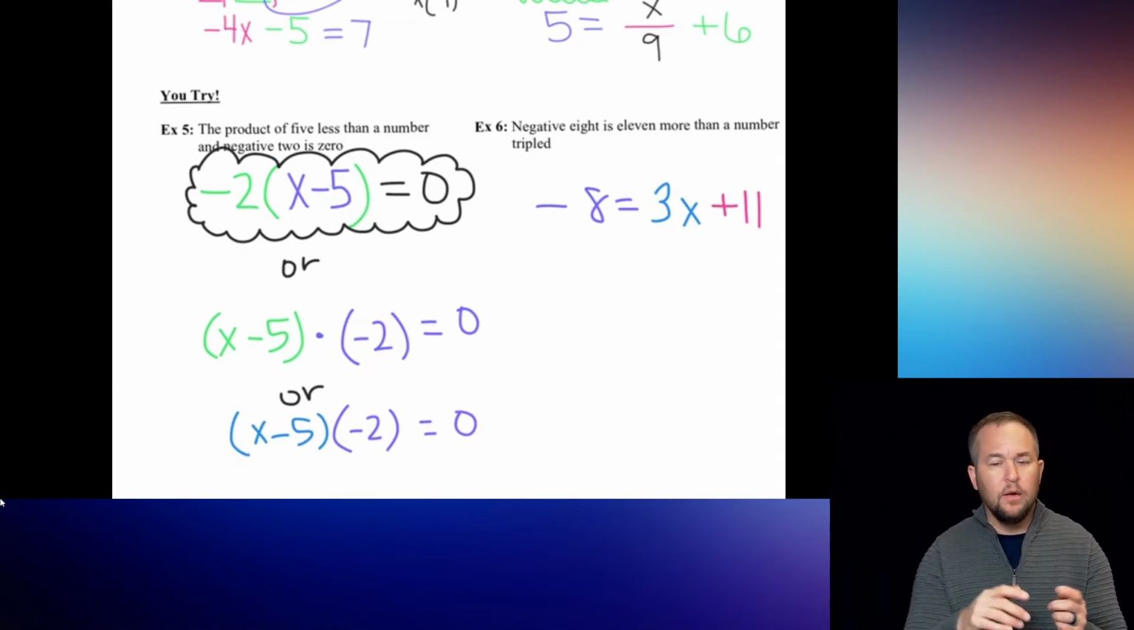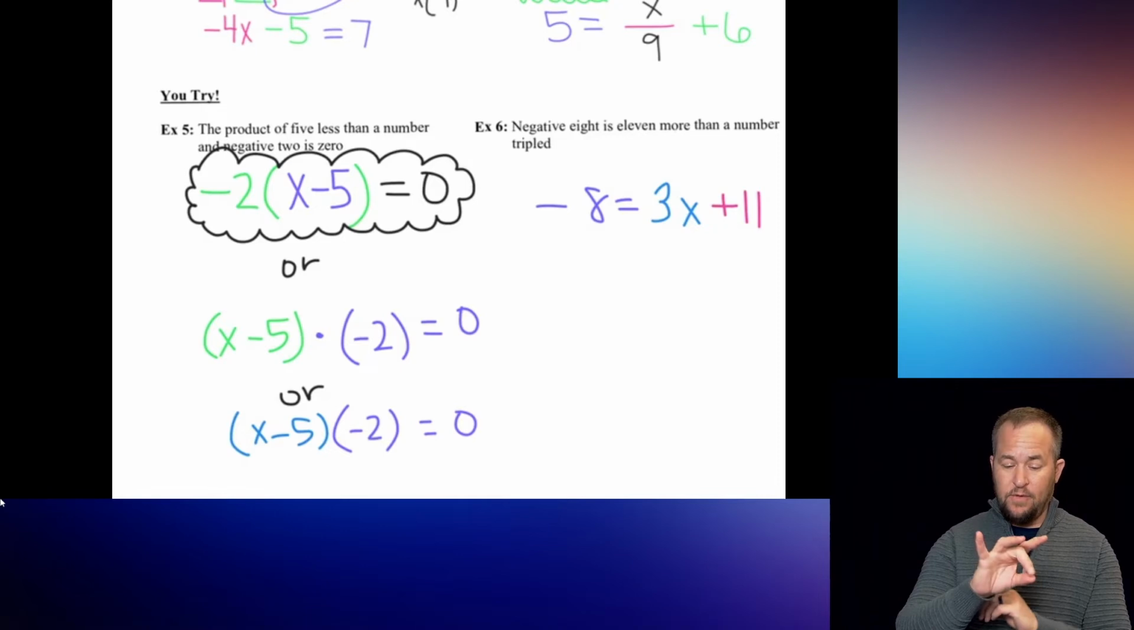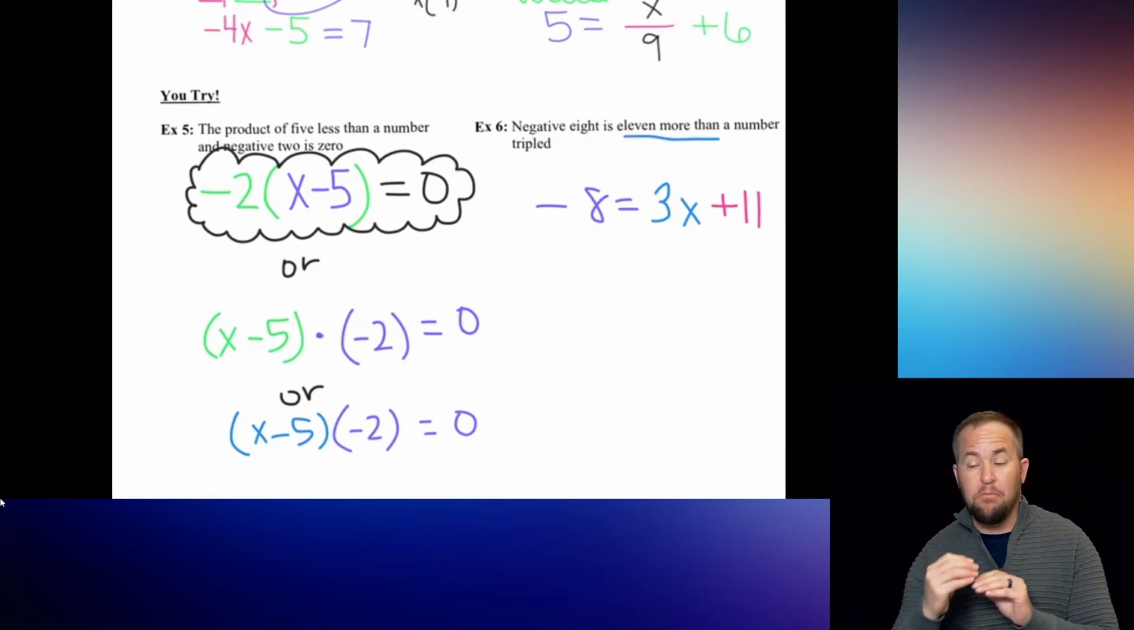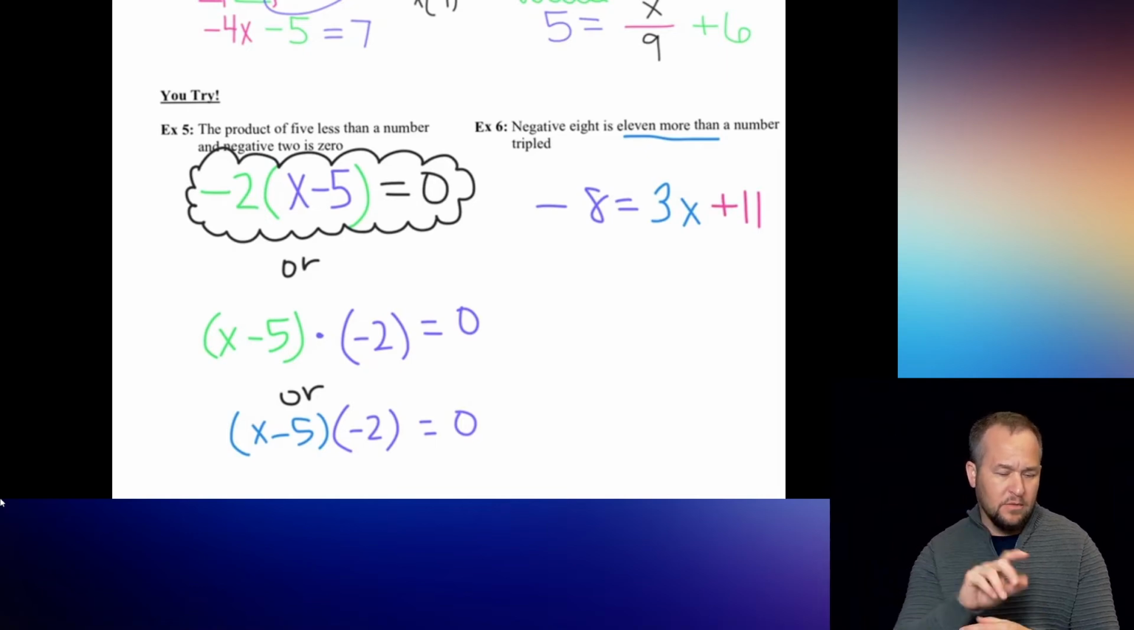And then also for example 6, I have negative 8 is, so negative 8 equals 11 more than. So remember this 11 more than. Yes, I know it's just addition, and addition is commutative. Please put that at the end of that part of your equation. So triple a number, so 3x, and then plus 11. Let's go ahead and turn over our notes.